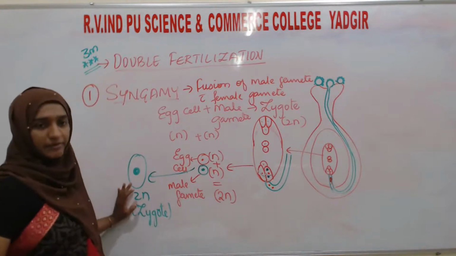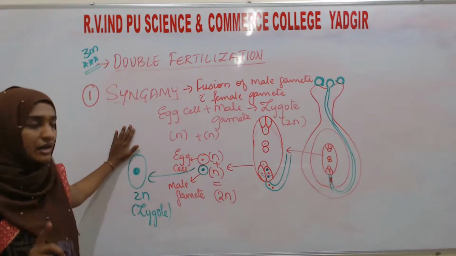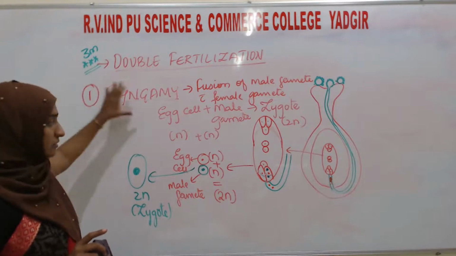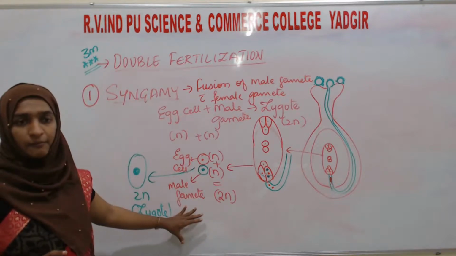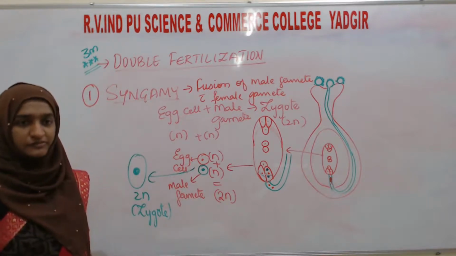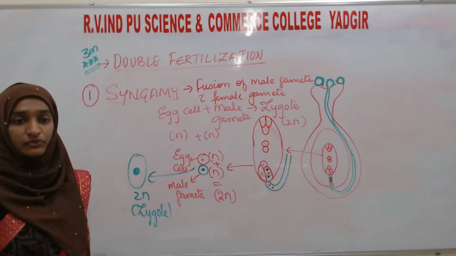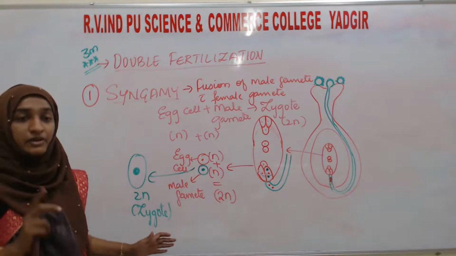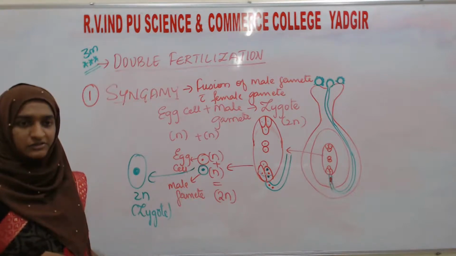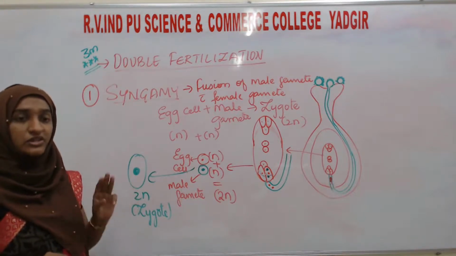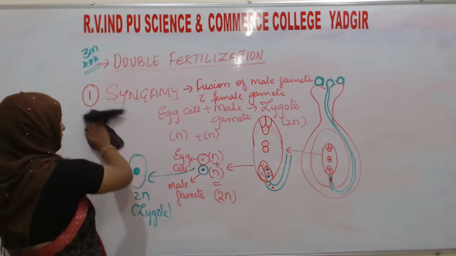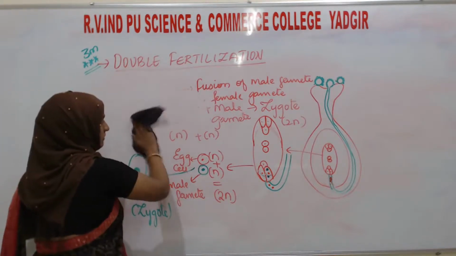This is syngamy. If this is asked for 3 marks and you explain this process, you will get 1.5 marks, only for syngamy. Then one more is there, that is the triple fusion. Now I am going to explain that; it will carry 1.5 marks. It all includes the 3 marks. So see here, the second one.